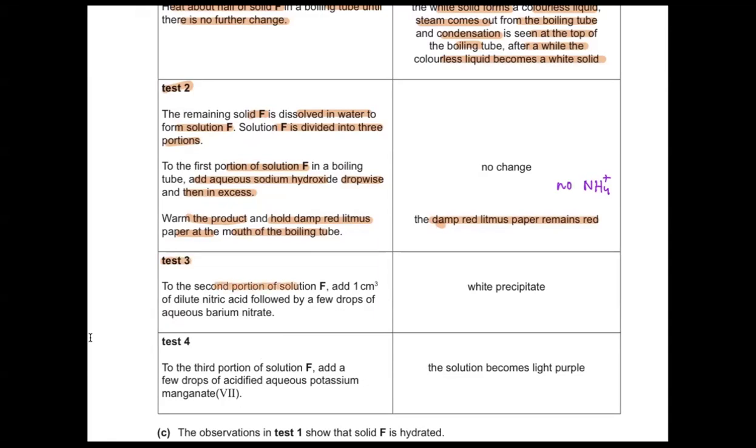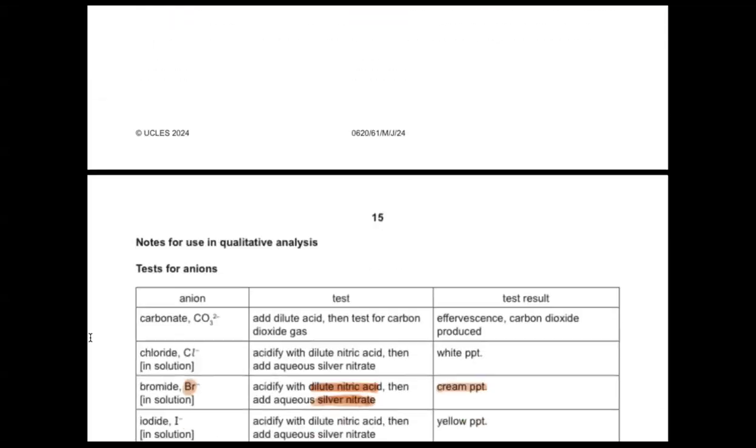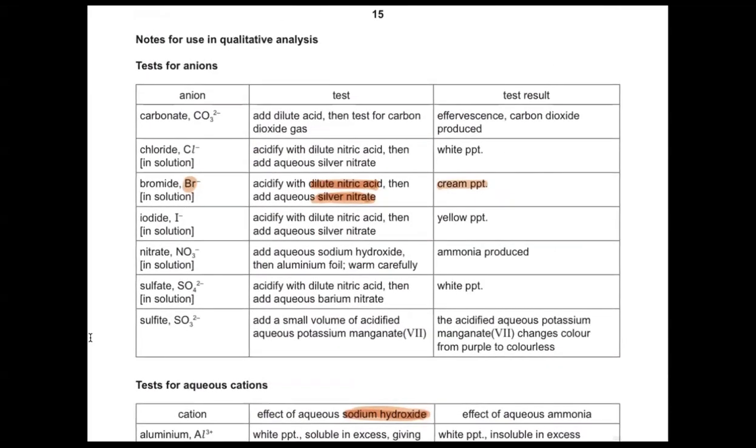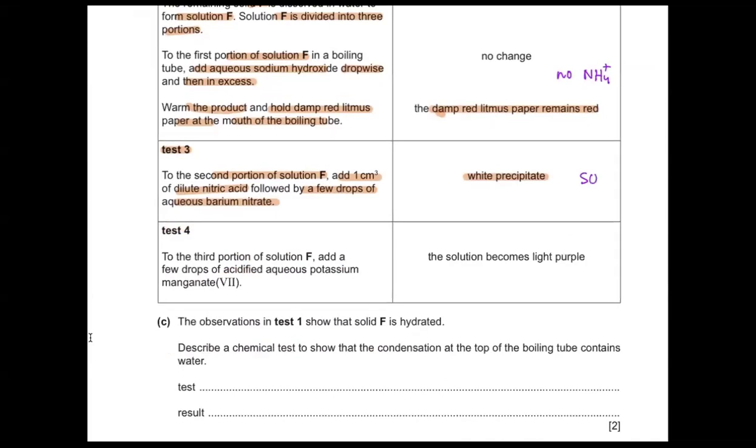Test 3. To the second portion of solution F, add 1 centimeter cube of dilute nitric acid followed by a few drops of barium nitrate. We get a white precipitate. So what we have added is dilute nitric acid and barium nitrate. So see, sulfate. Yes, very good. Dilute nitric acid and barium nitrate, we are getting a white precipitate. It means sulfate ions are there. So from this, we have identified that there is a sulfate ion. Now, next one.